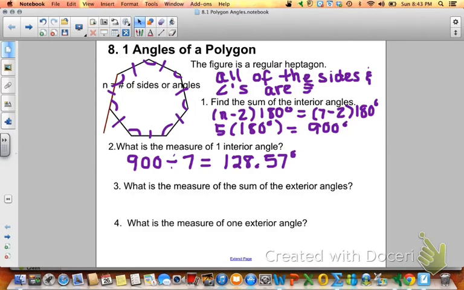We also investigated the sum of the exterior angles and found that no matter what shape the polygon is, no matter how many sides there were, the sum was always going to be 360 degrees. So just like finding one interior angle in a regular polygon, where I divided by the number of angles, I can do the same thing for an exterior angle. I take the sum, 360, and divide it by the number of exterior angles, 1 at each side, which is 7 here, to get 51.4 degrees.